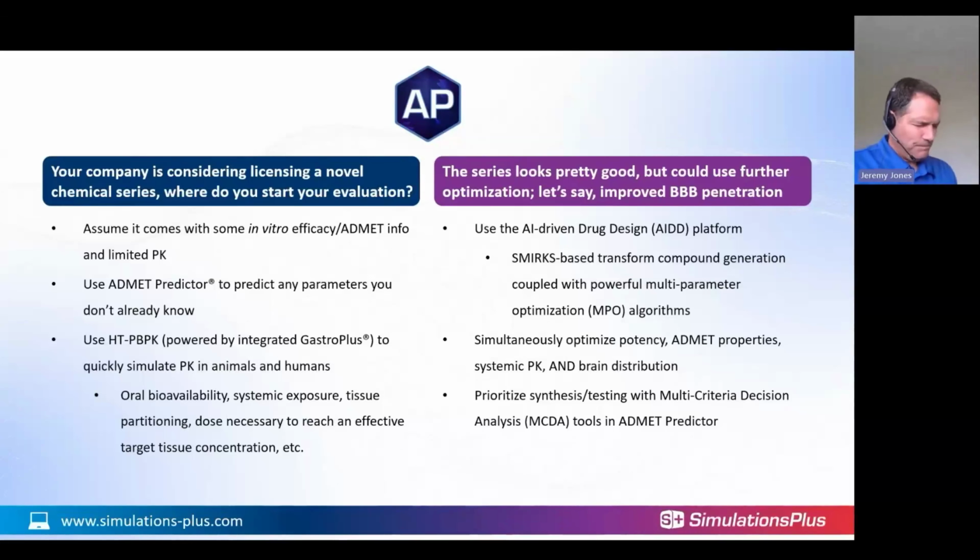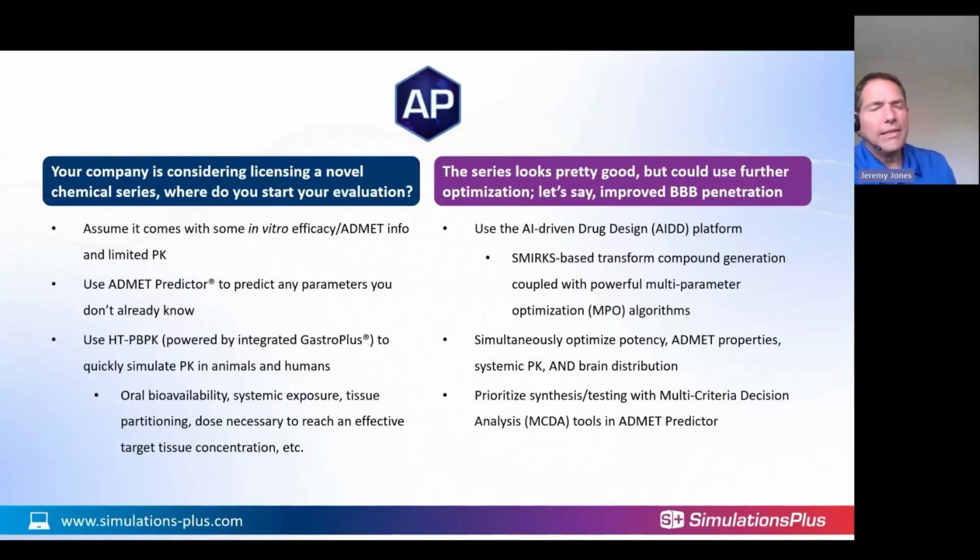What this is really is a compound generation engine that uses SMIRKS-based transforms. And again, we worked closely with pharmaceutical companies to make sure these were relevant and chemically consistent SMIRKS-based transforms. That's coupled with a powerful multi-parameter optimization algorithm. And so you can do things like simultaneously optimize many properties like potency and ADMET properties. As you saw, we have the fast calculations of systemic PK, and in this case, brain distribution as well.